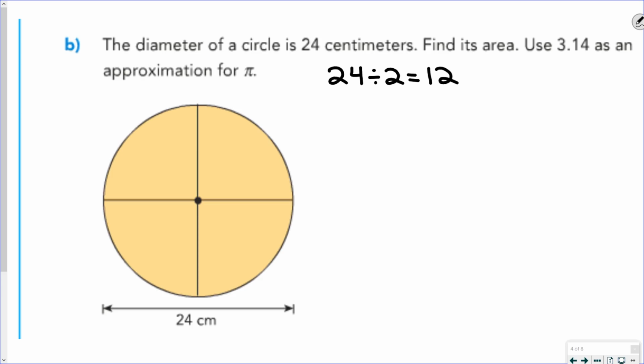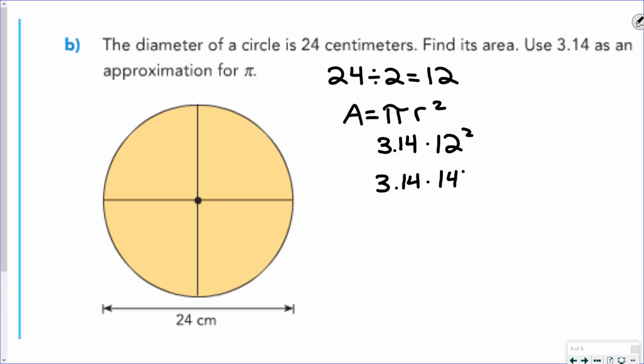And so once again, we're going to use our area formula. Area equals pi r squared. We're using 3.14 as an approximation for pi. We're going to multiply that by our radius, which is 12 squared. So that will be 3.14 times 144, which gives us an area of 452.16 square centimeters.